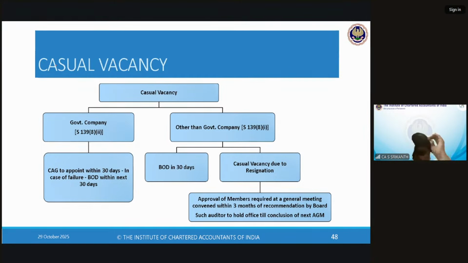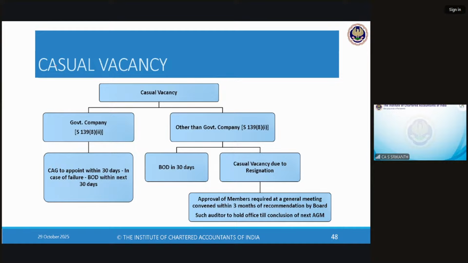Casual vacancy in the case of other than government company. Again, here the vacancy is divided into two categories. One, casual vacancy due to resignation, special category. Other cases, other than resignation, the board of directors can appoint the fresh auditor within 30 days. So my understanding is, in case of casual vacancy, other than government company, other than resignation, board of directors can appoint within 30 days.